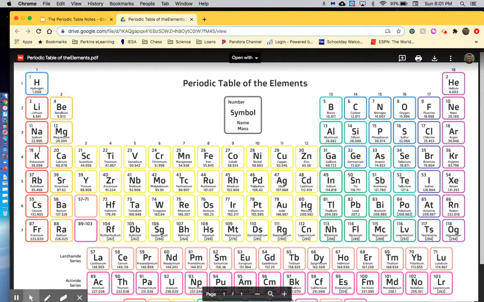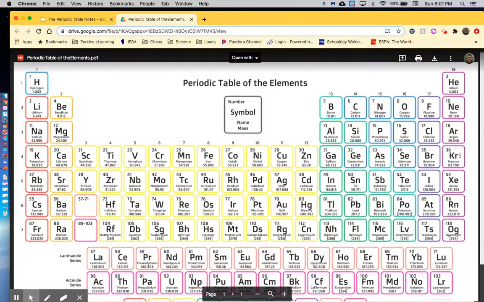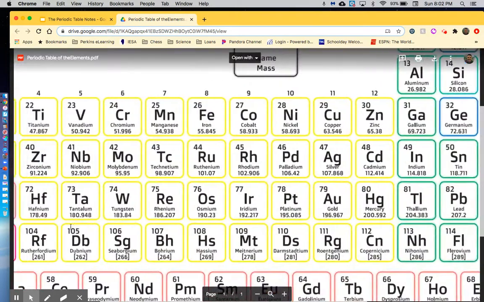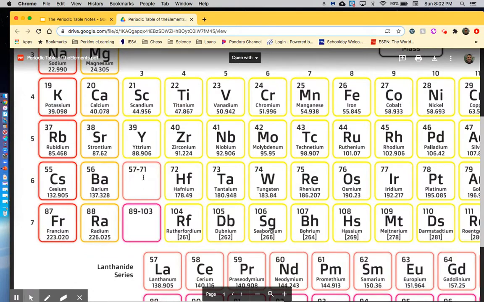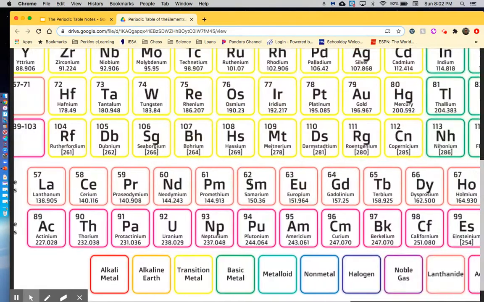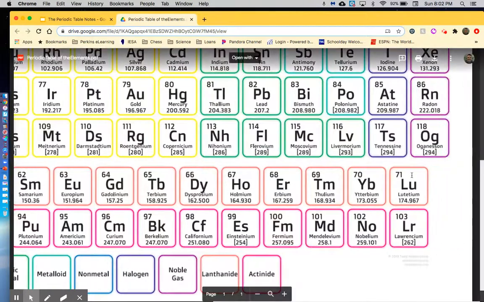It's not until you get all the way down to the fourth period before you actually fill it with a full row of elements. And when you get down to the sixth and seventh period, these two down here, you'll notice there are some gaps here. 57 to 71, if I zoom this in for you to see. 57 to 71, these are what are called the lanthanides. So there's 57 all the way through 71 there.